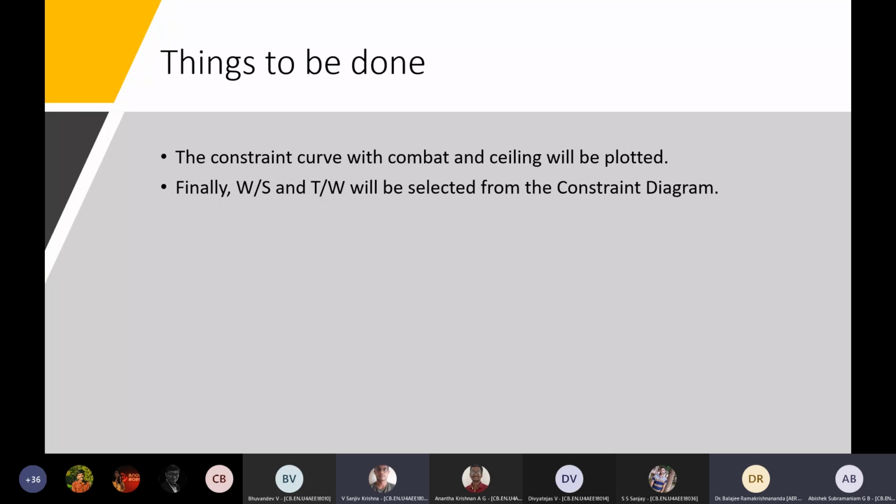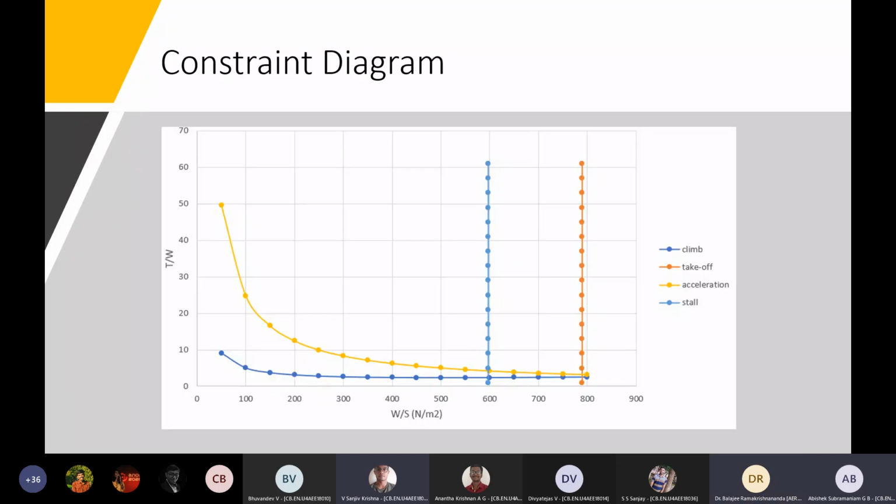Abhishek, can you show your constraint diagram? Can I ask why the climb graph is a perfect straight line? That's exactly what I wanted to ask, but good I didn't ask that.